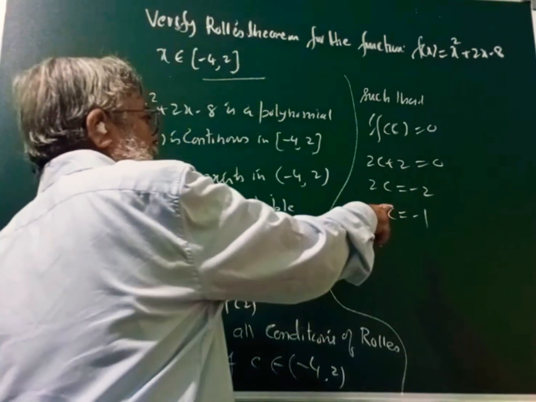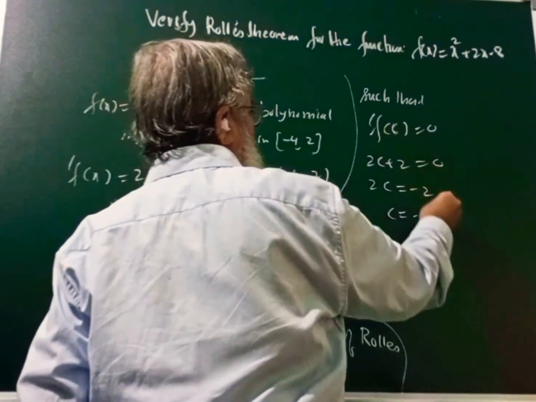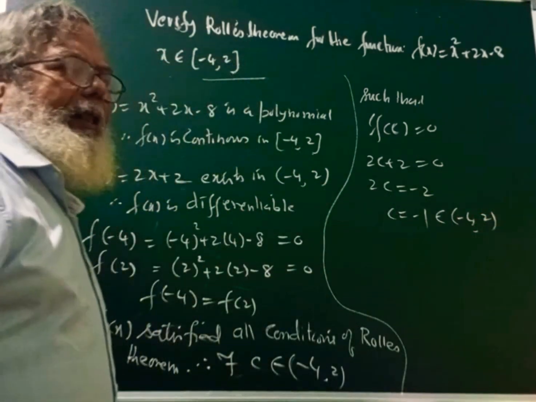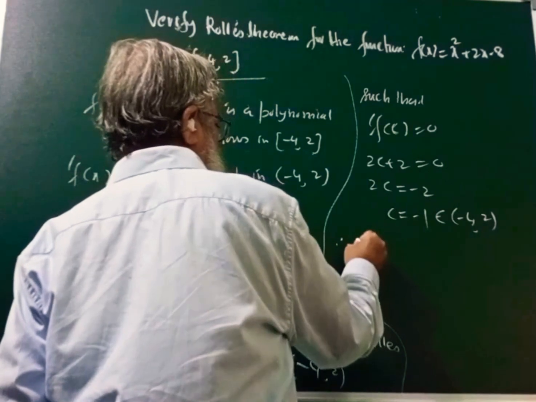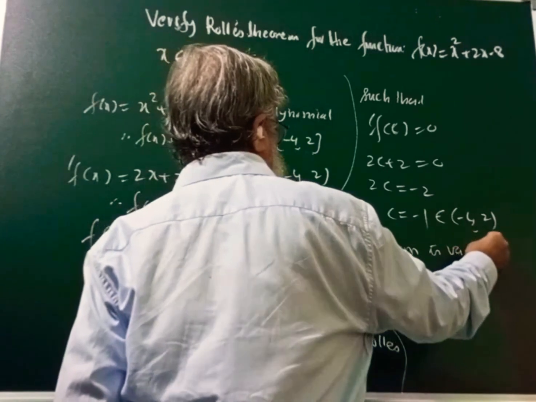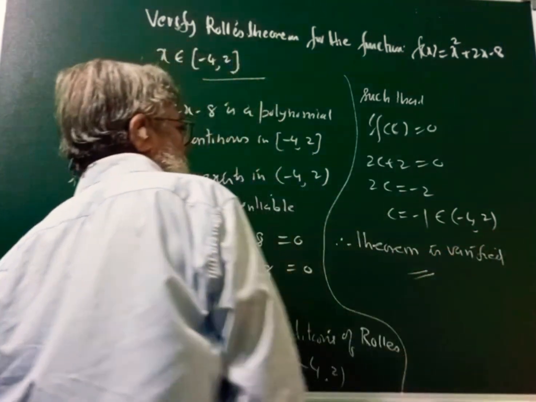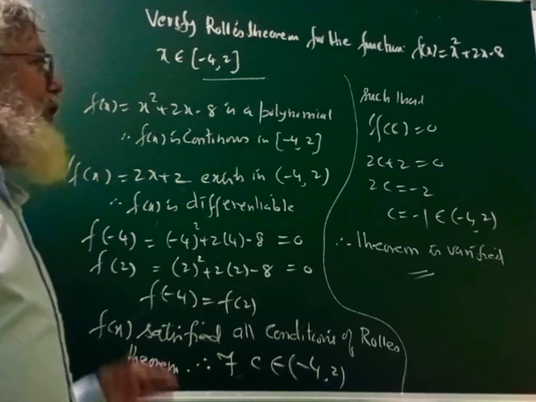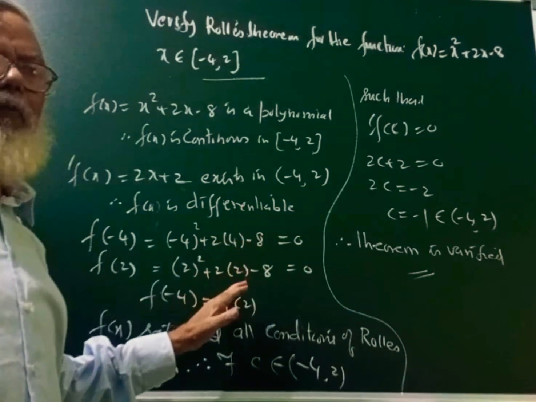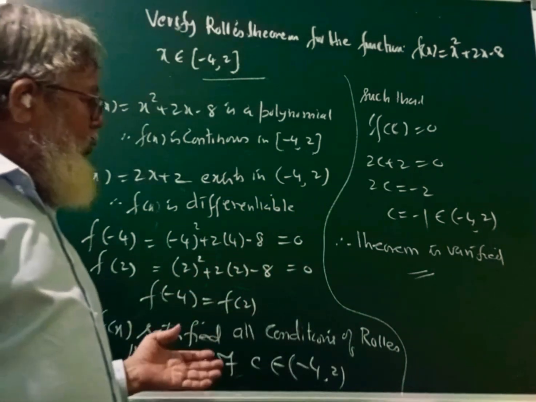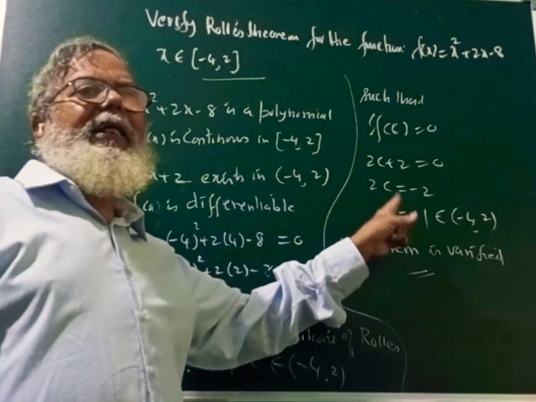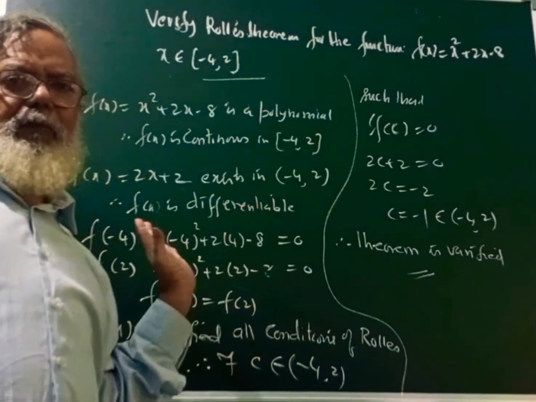We see that the value of c for which f dash c becomes 0 is inside the interval, in between minus 4 and 2. Therefore, theorem is verified. The procedure is like that. To directly verify, first we have to show that all three conditions of Rolle's theorem are satisfied. Then we take a point c and show that for f dash c the point lies inside the interval, which gives the verification.